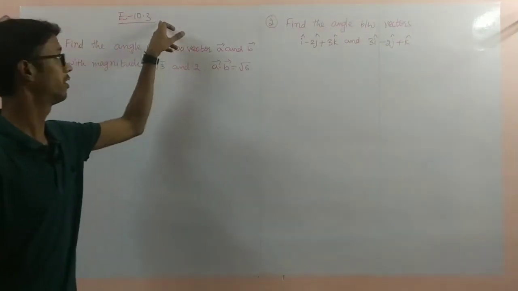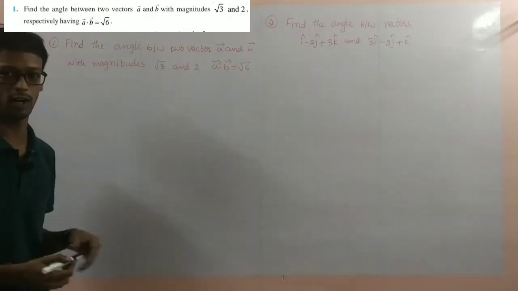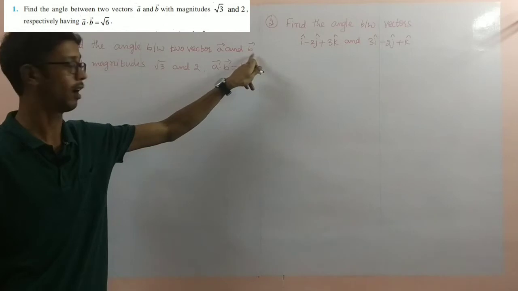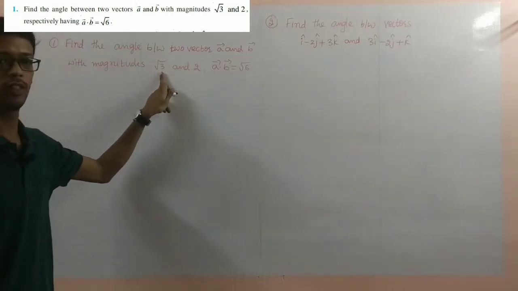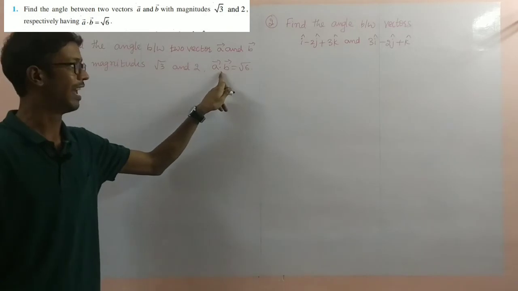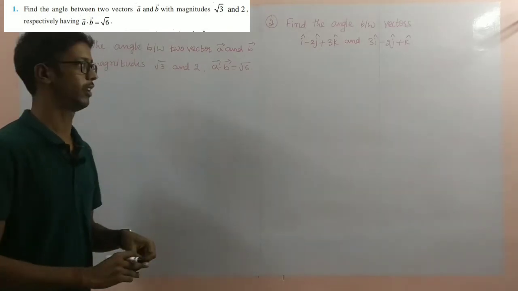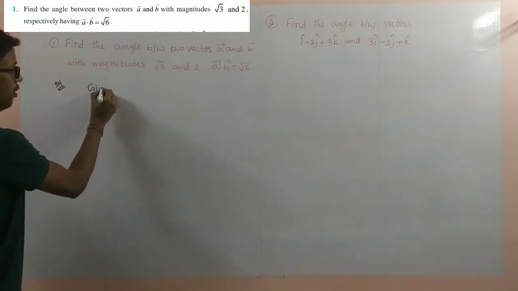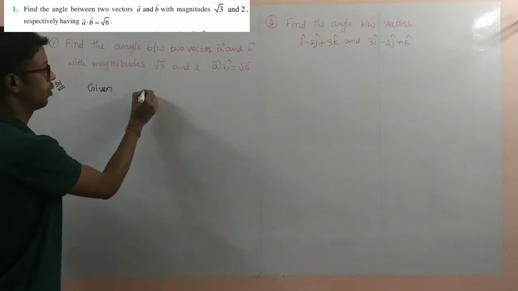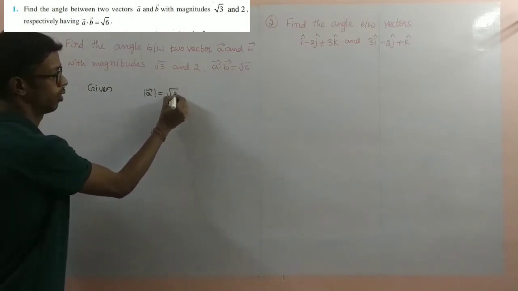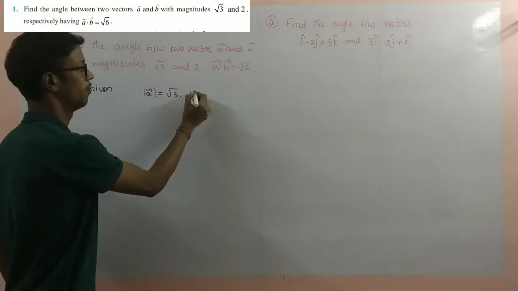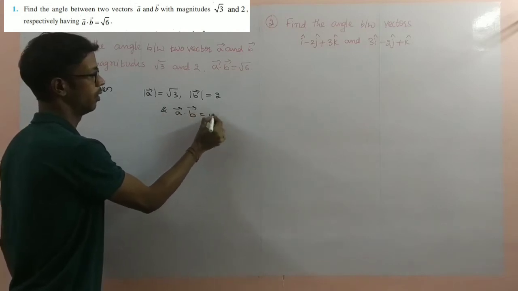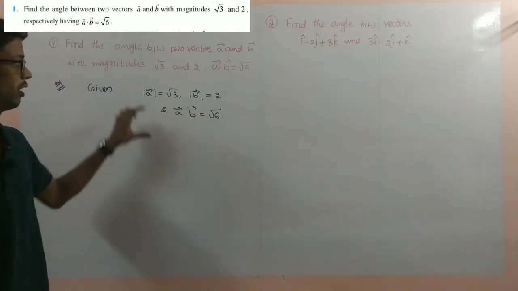Now we start exercise 10.3. Problem number 1. Find the angle between two vectors A bar and B bar with the magnitudes root 3 and 2, and A bar dot B bar equal to root 6. So now here it is simple. First of all, the given values: magnitude of A bar is root 3 and magnitude of B bar is 2, and A bar dot B bar value is root 6. So these are given here.